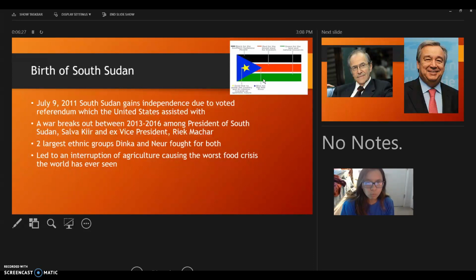And once before, the President Salva Kiir, he led the Dinka group, which is one of the largest ethnic groups, and Riek Machar led Nuer, and fighting begins and havoc breaks loose. People are starving, women are raped. We need to have a humanitarian civil rights protection. Okay, and that's what I think we need. We need civil rights protection because eventually now we've led to an interruption of agriculture, causing the worst food crisis the world has ever seen.